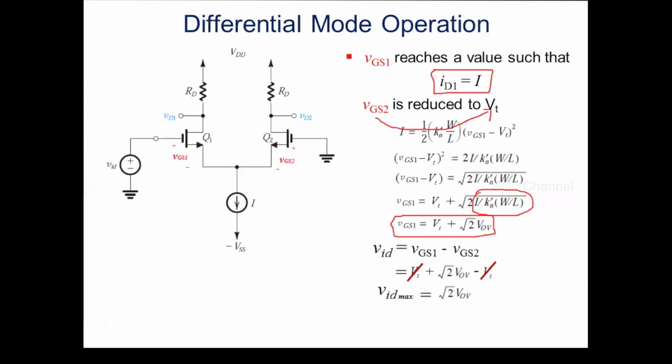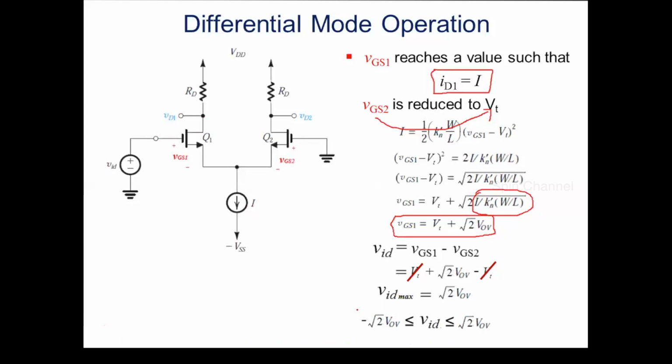Now, if we consider the other case, the negative direction, if VID is equal to minus root 2 into V overdrive, then no current will flow through Q1 and the maximum current, that is I, will flow through the transistor Q2. If we take both these values, the range of differential mode operation is given by VID between minus root 2 V overdrive and plus root 2 V overdrive. This is the maximum value which makes the maximum current flow through the transistor.